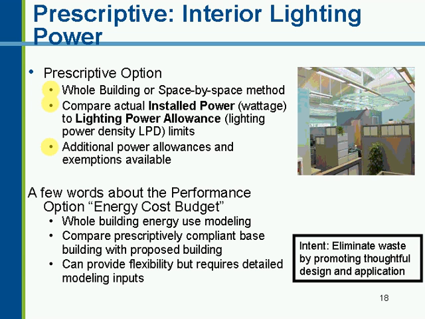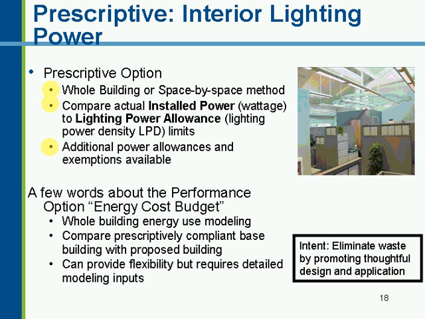It is a whole building energy use modeling system where you compare a prescriptively complying building within an energy model to the building you're going to build with all the controls and lighting wattage, et cetera, that you're going to put in the building. If your energy use is at least as low as the prescriptively compliant building in the model, then you comply with the energy code.